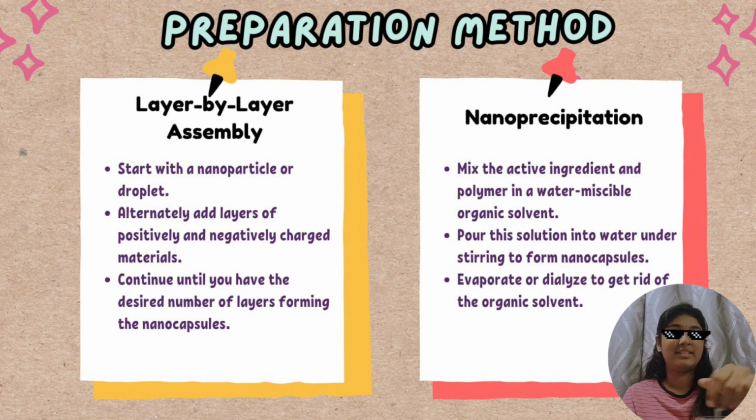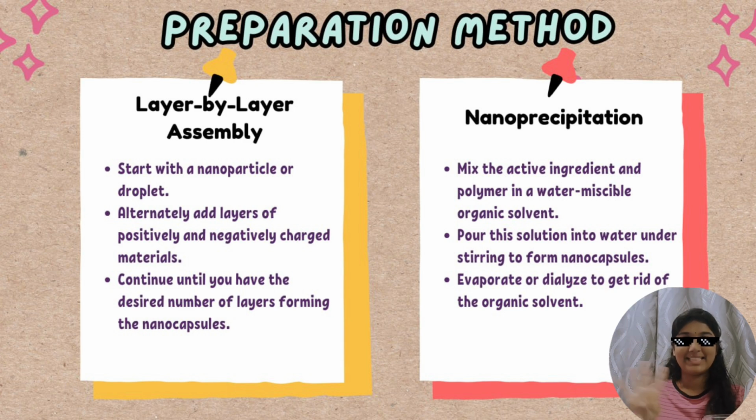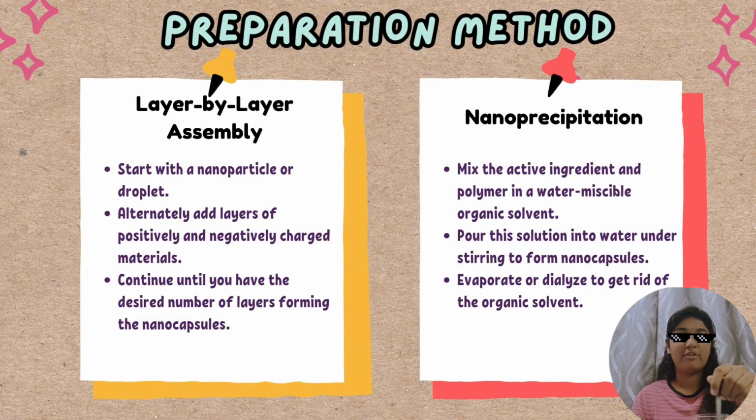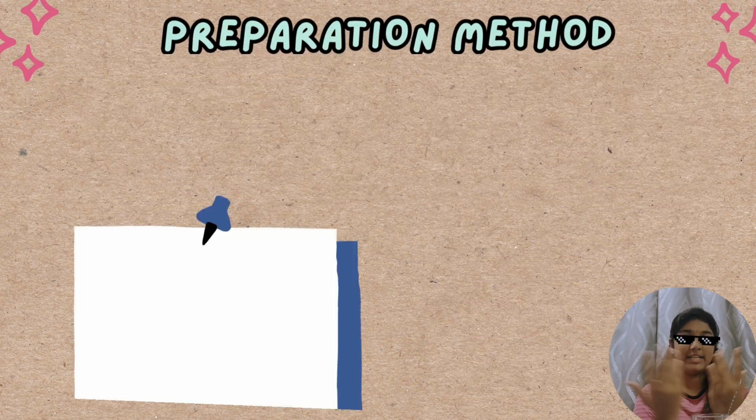Continue until you have the desired amount of layers, forming the nanocapsules. Fourth method, nanoprecipitation. Mix the active ingredient and polymer in a water-miscible organic solvent. Pour this solution into water under stirring to form nanocapsules. Evaporate to get rid of the organic solvent.